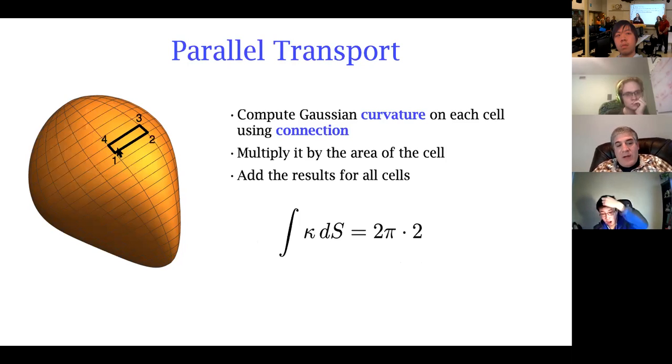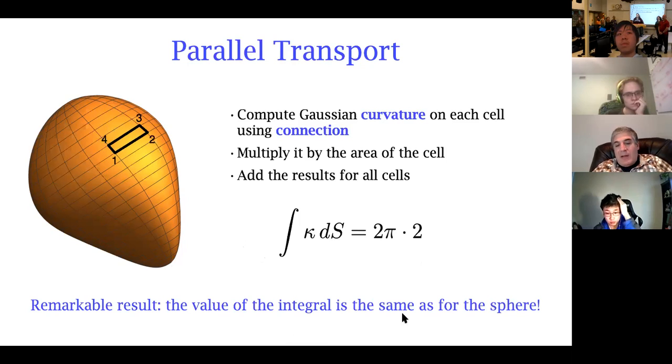The curvature is very different here. It's bigger, it is smaller, but the integrated curvature still gives you 4 pi. Okay? And that's a very deep mathematical theorem. And this is a remarkable result. The integral is the same no matter how you deform that original sphere. Okay? Do you know this fact? This is called the Gauss-Bonnet theorem. And it's one of the most remarkable results in math.